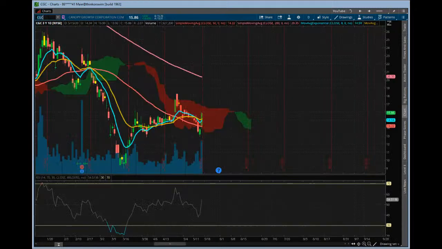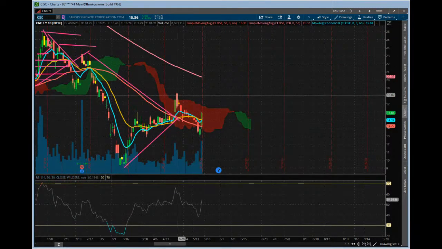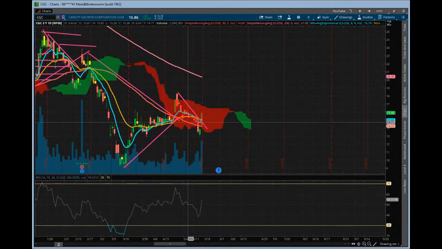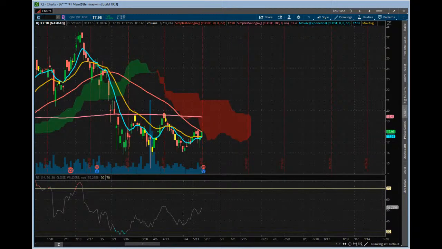CGC. Yeah, nice breakout move. The pot stocks were really strong on Friday for whatever reason, but it's breaking out of this little downward channel right here. I like the volume on that one. See if that gets any follow through. The pot stocks give you a good day and then they don't give a lot of follow through, but something to keep an eye on there.